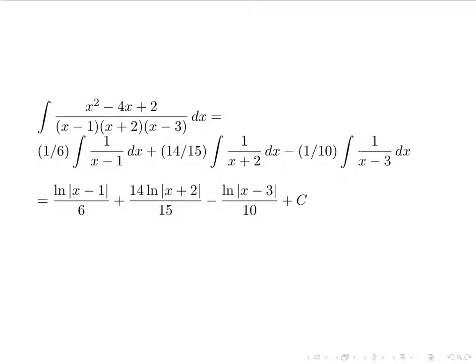Okay, so I want you guys to practice some of these. Let me know if you have any questions. Again, most of it is algebra. It's finding a, b, and c. And the integration is just a really easy u substitution and then natural log. Okay, so let me know if you have any questions.